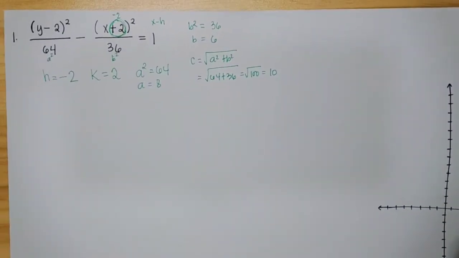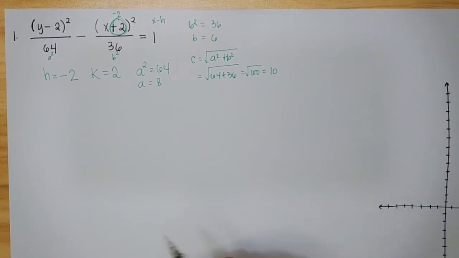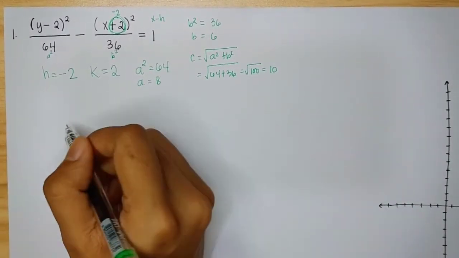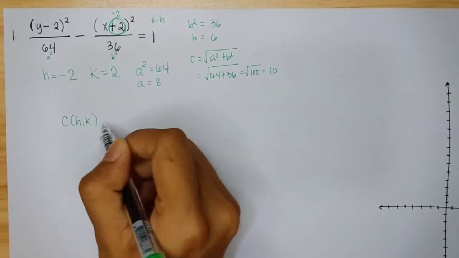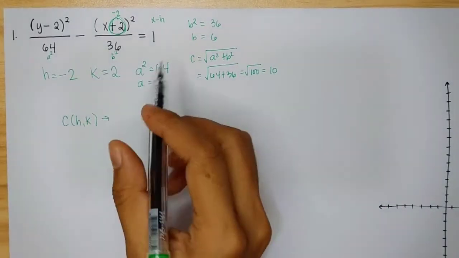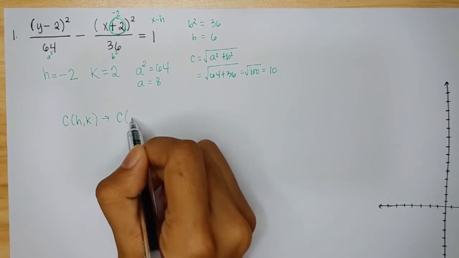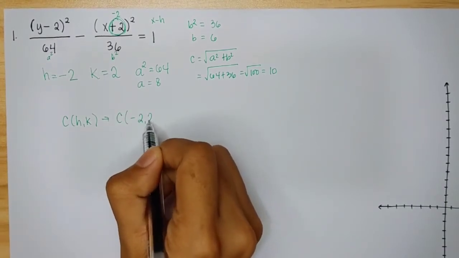Let's now find the parts of our hyperbola. Our center is (h, k), so it is (negative 2, 2).